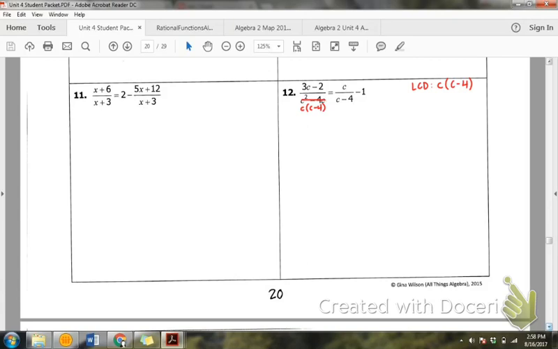Would you agree if I multiply this first fraction by c and c minus 4, it's going to cancel, right? So the first fraction just has a what with it once I clear the fraction? It just stays 3c minus 2, right? Because the top and bottom cancel.